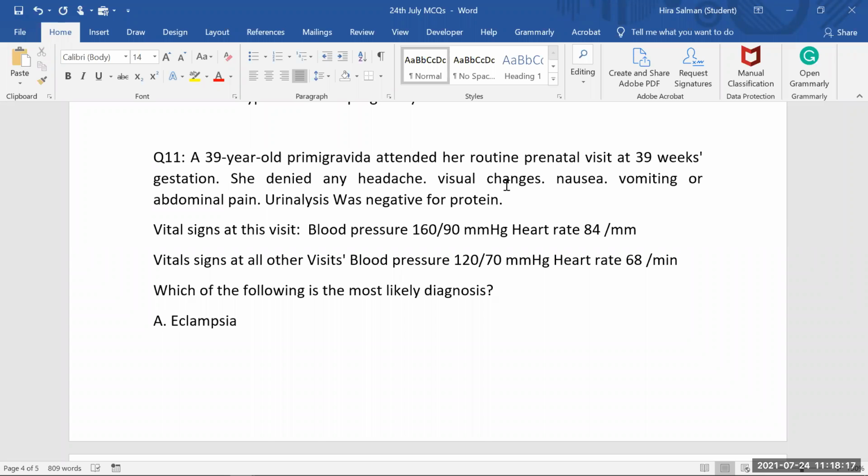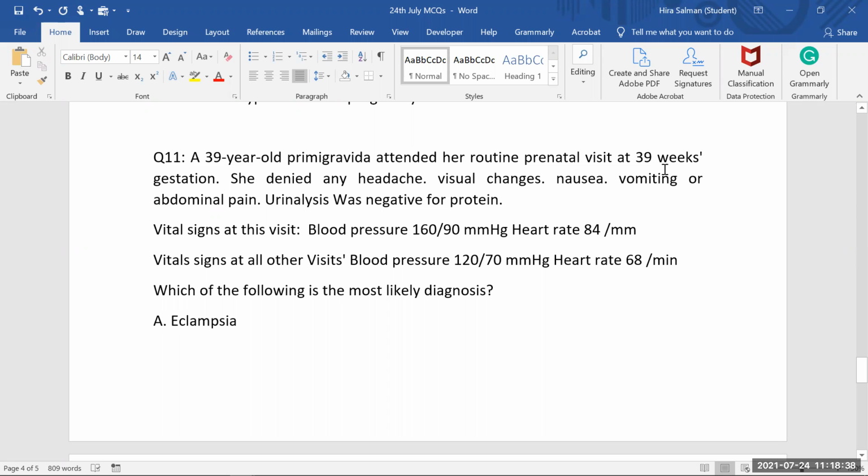Towards the end of the pregnancy, completion. Yes, mostly in the third trimester, patients usually present with preeclampsia. Yes, but above 28 weeks, at any week of gestation, you can see preeclampsia. And one fits is there, of course, that's eclampsia. Okay. So a 39-year-old primary gravida attended her routine prenatal visit at 39 weeks.